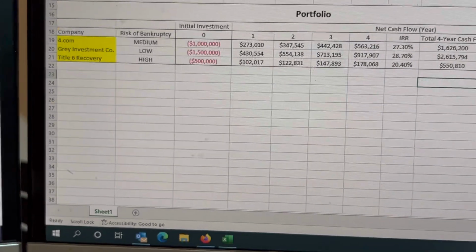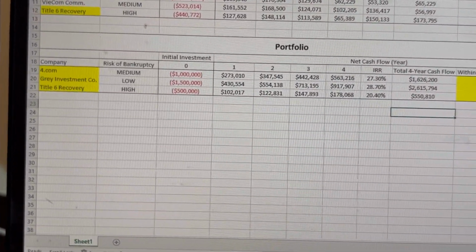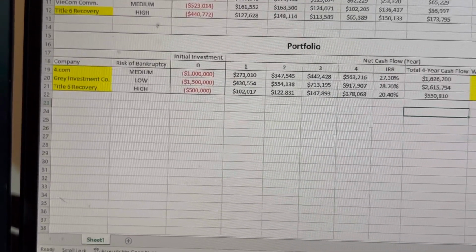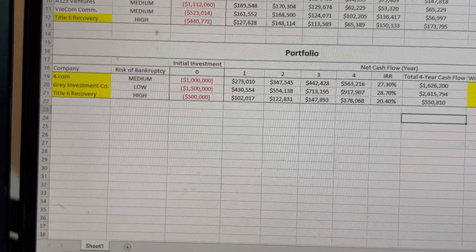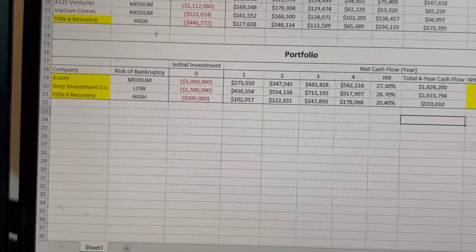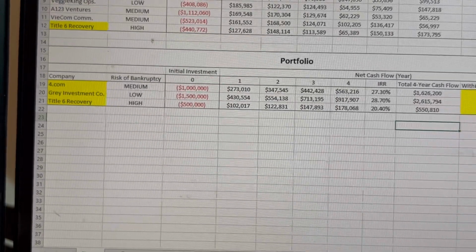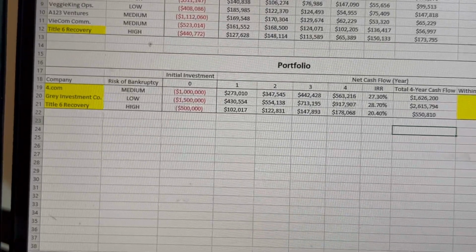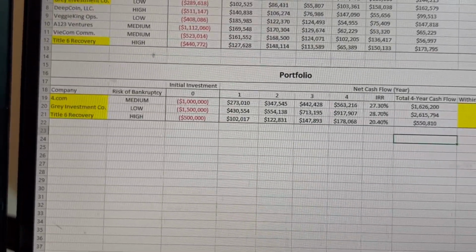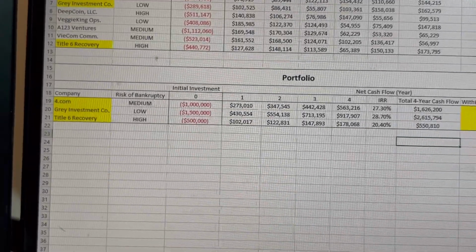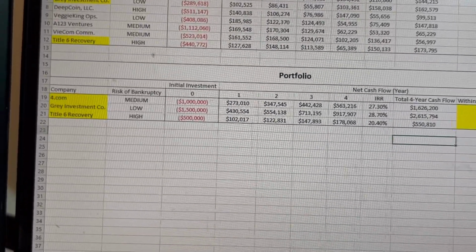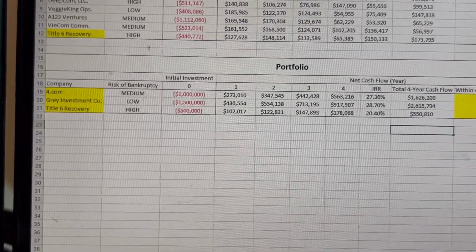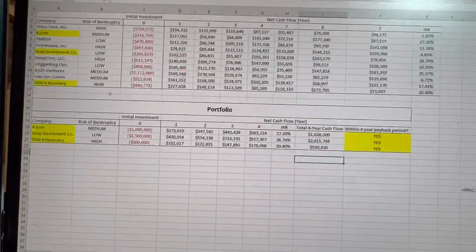These companies just absolutely made sense for me to invest in out of all the other ones. And like I said, the bottom line is it really made sense to invest more heavily into the company with the highest internal rate of return and lowest risk of bankruptcy, which was Gray Investment. That's why I put most of my money into Gray Investment Company. And then it trickled down to Four.com and Title Six Recovery. So that is my project.